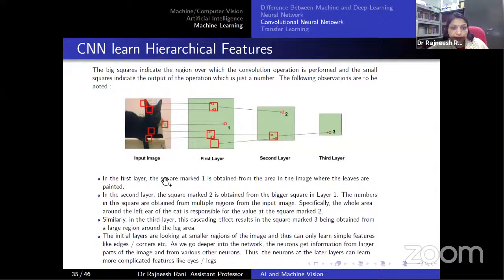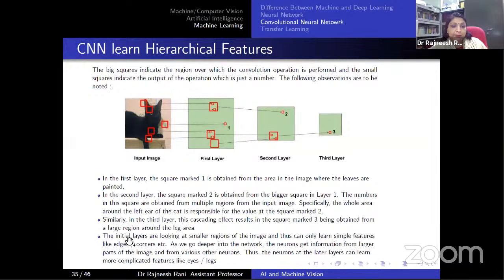So you will see in the first layer, the square marked 1 is obtained from the area in the image where the leaves are painted. In the second layer, the square marked 2 is obtained from the bigger square in layer 1. If this square is learning very small features, that means the features of a small portion. If this square is mapped to this particular portion, then the next layer is learning more area, and the next layer again more area.